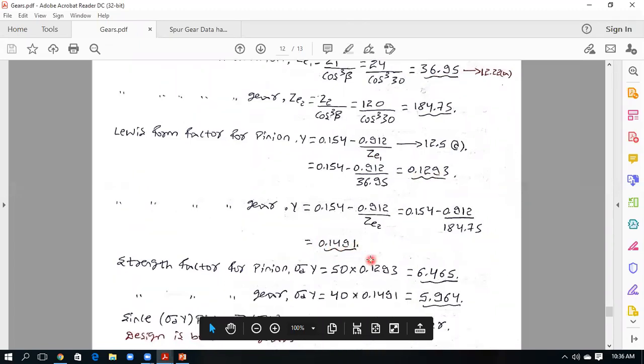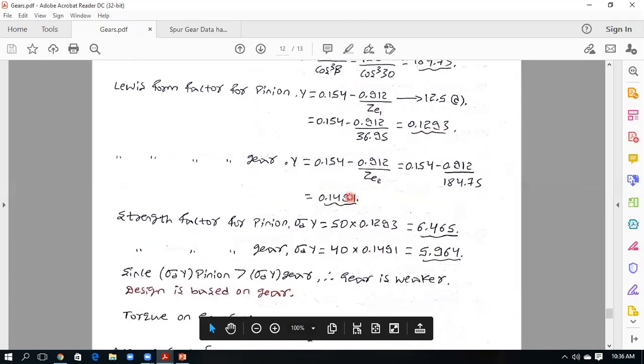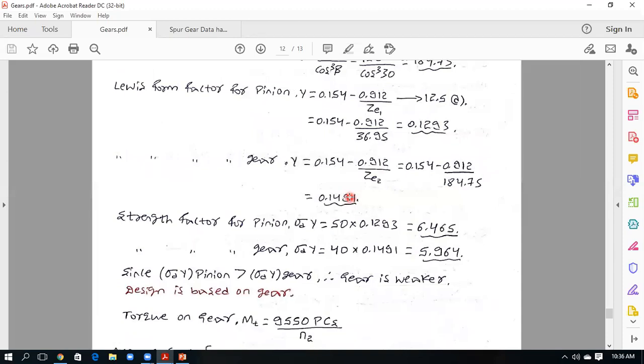0.1491. Once you get these values, next we need to identify which member is weaker, whether the pinion or gear. For that, you need to find out the strength factor. Strength factor for pinion and strength factor for gear.